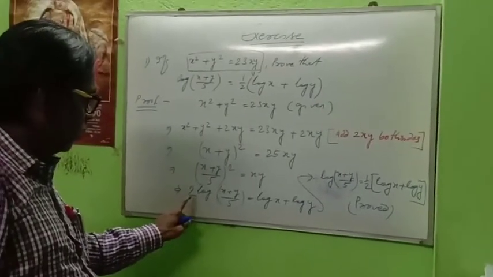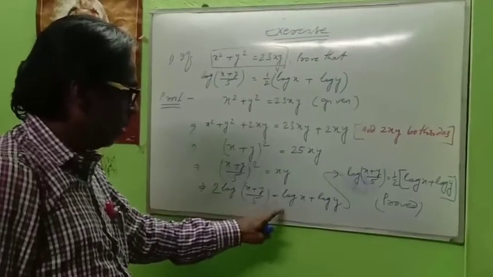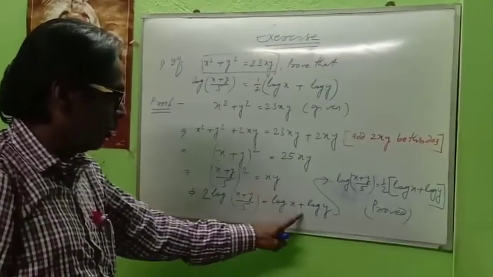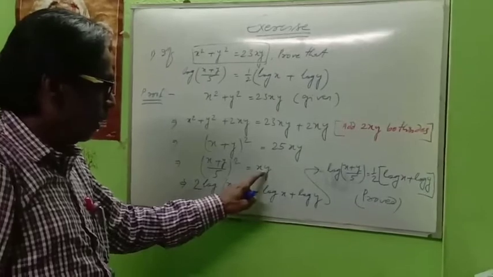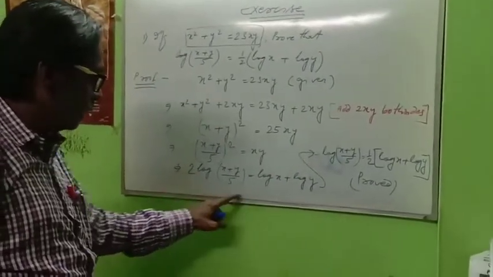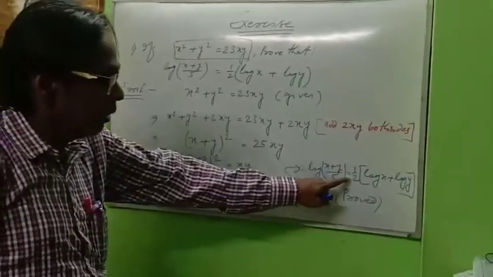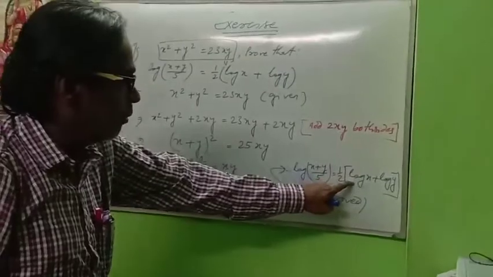2 log (x plus y by 5) is equal to log of xy, means what? Log x plus log y. This is multiplication again. Log x plus log y. Now 2 is multiplied here. Now 2 you have to take that side. This will be half. Log (x plus y by 5) is equal to half (log x plus log y).